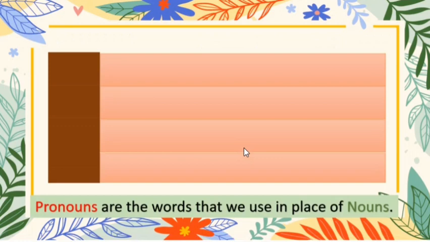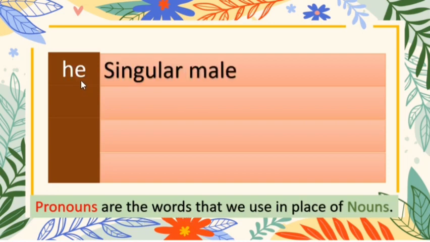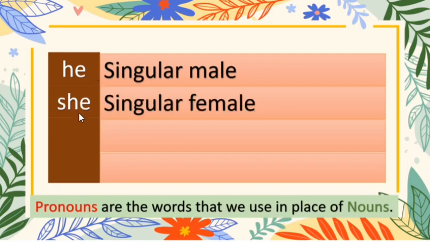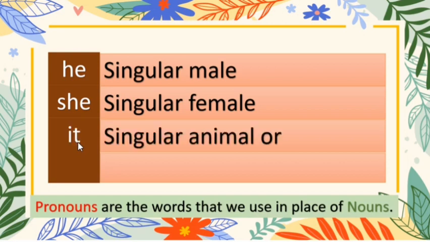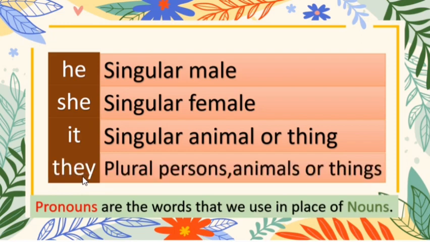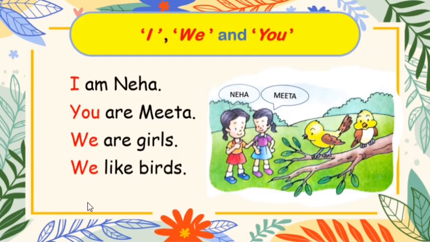Let's take a quick recap. First of all, what are pronouns? Pronouns are the words that we use in place of nouns. He pronoun is used with any singular male. She pronoun is used with any singular female. It pronoun is used with any singular animal or thing, but they pronoun can be used with all plural persons, animals or things. Let's read some sentences by using the pronoun I, we and you.